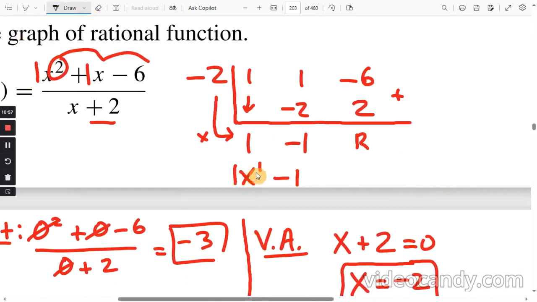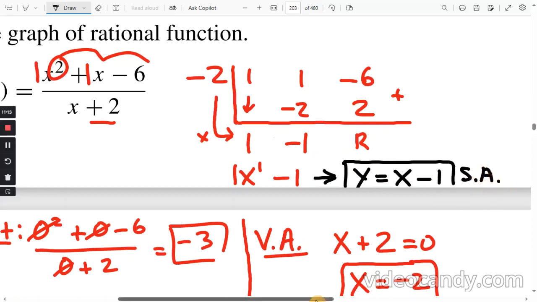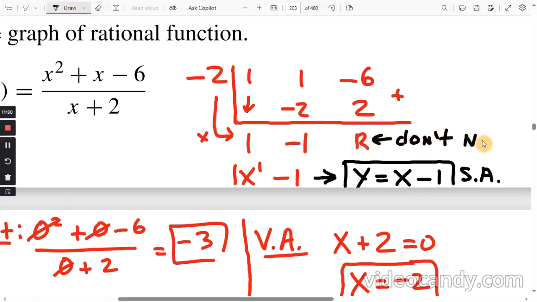All right, 1x to the first power, that's just x. So the slant asymptote is y equals x minus 1. That is your slant asymptote. You could also use long division if you want, but the synthetic was much easier, and we just ignore the remainder. For the slant asymptote, you don't need the remainder, like we said before.